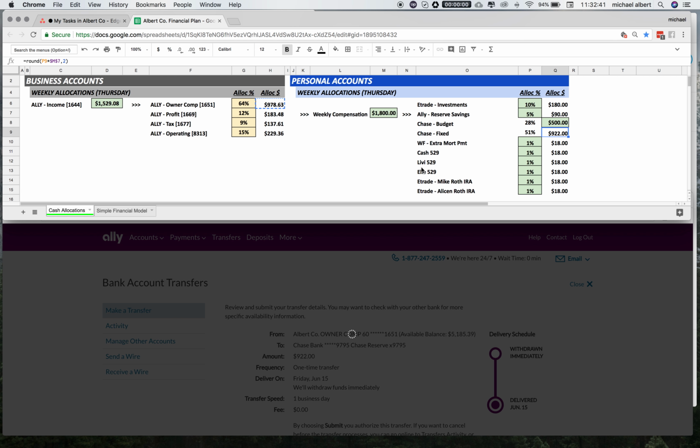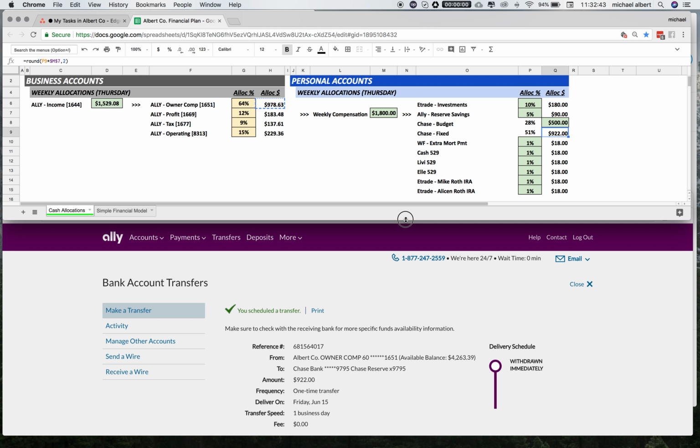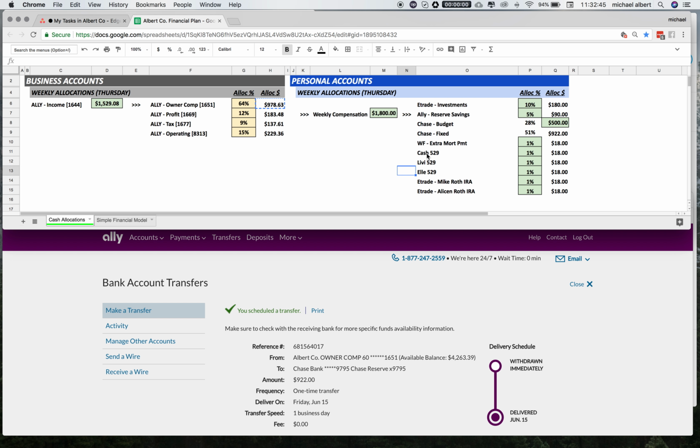So then from here, I'm going to do my extra mortgage payment. I'm going to send $18 to each of the kids' 529s, and then I'm going to do $18 to both of our IRAs. But I have to log into separate accounts to do those, so I'm not going to do those today.